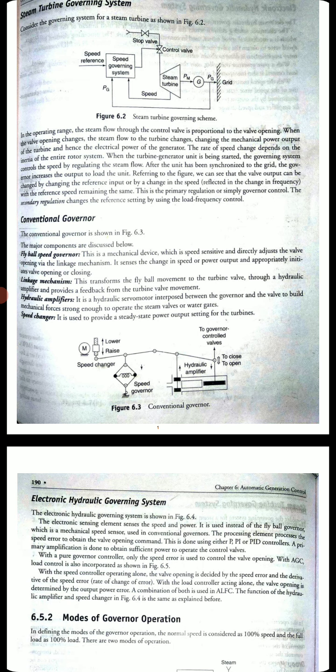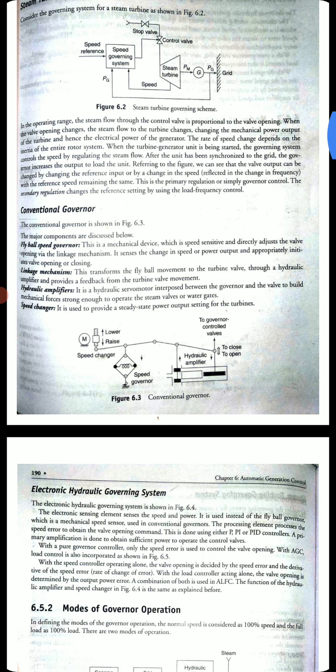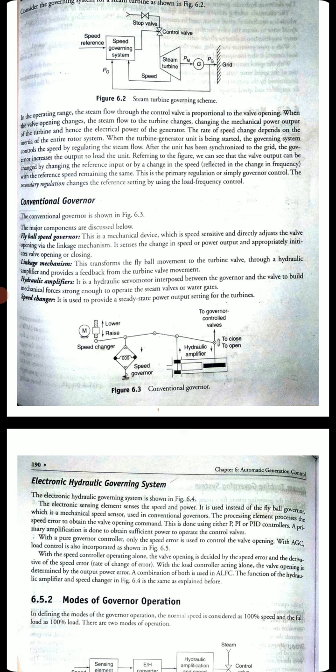The first one is the fly ball speed governor. This is a mechanical device which is speed sensitive and directly adjusts the valve opening via the linkage mechanism. It senses the change in the speed or power output and appropriately initiates the valve opening or closing. You can see two close and two open shown in the figure. That is called a fly ball assembly or fly ball speed governor, which is a mechanical device, and obviously it is speed sensitive and directly adjusts the opening or closing of the governor valves. Okay, next is the linkage mechanism.